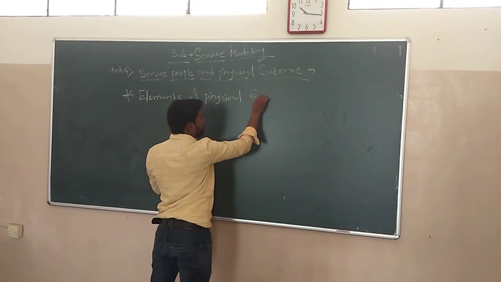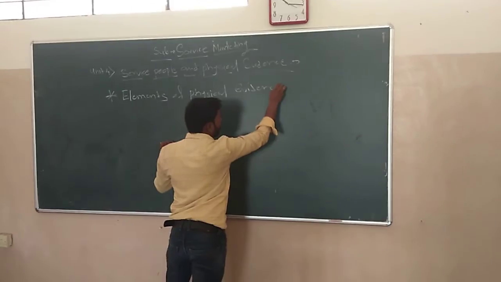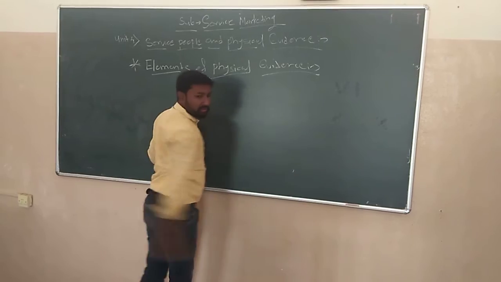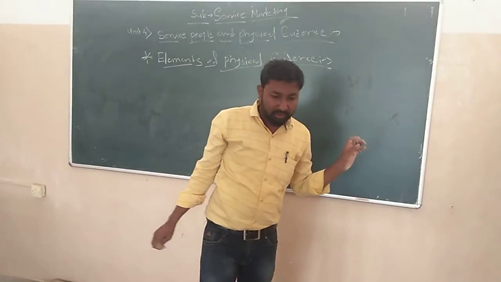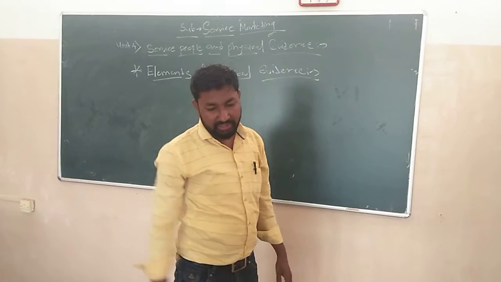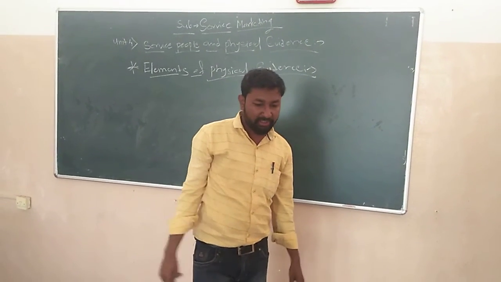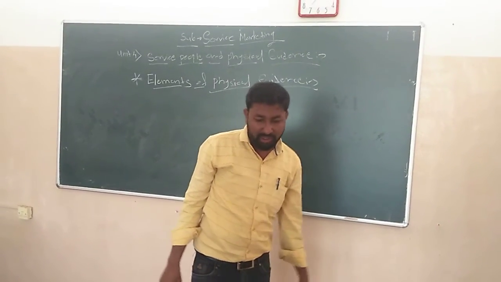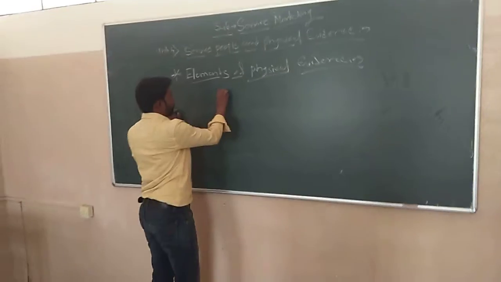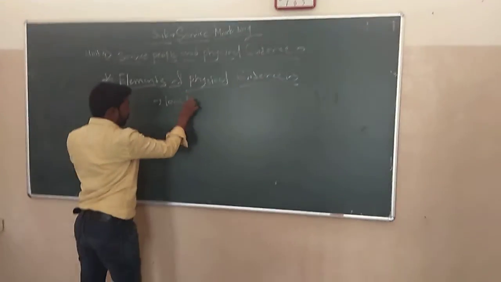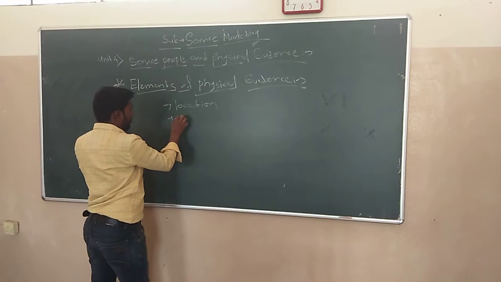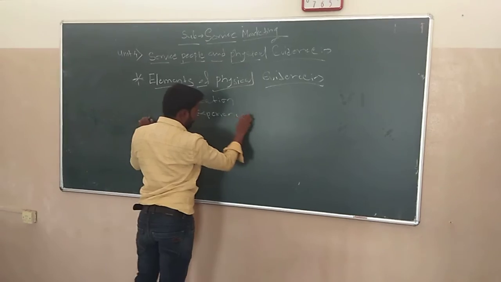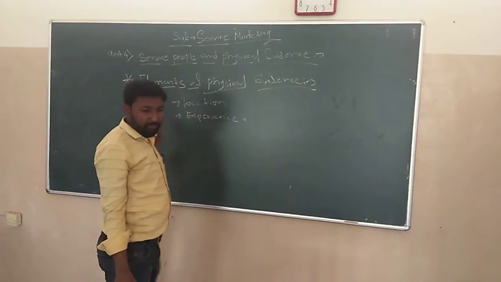Elements of physical evidence. The elements of physical evidence can refer to the physical surroundings, service unit, and other tangibles, in location and experience. Location and experience.